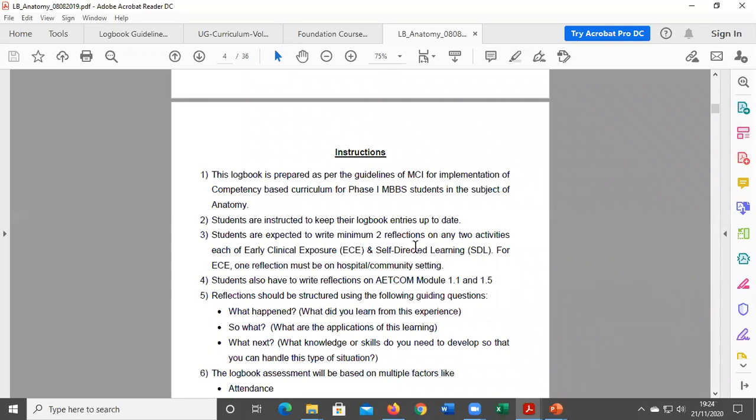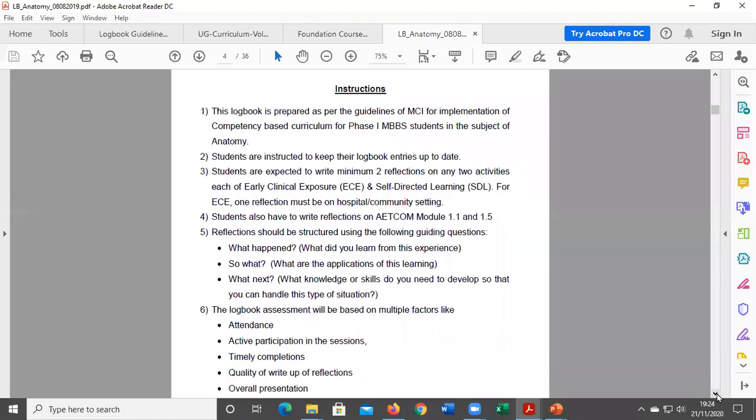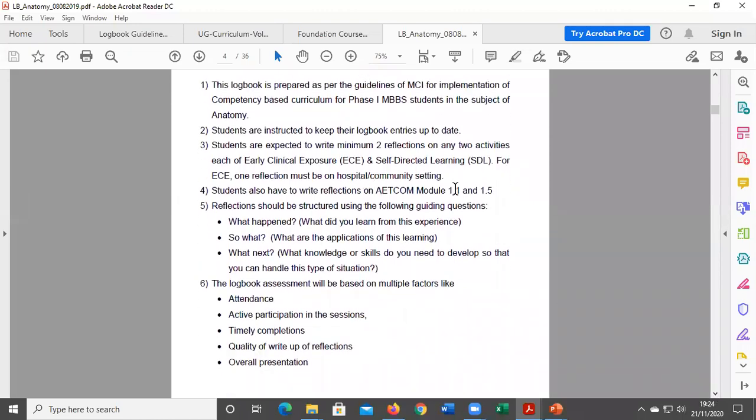What was suggested at that time was writing a minimum of 2 reflections on any 2 activities each of ECE and self-directed learning, and for ECE, 1 reflection must be on a hospital and community setting. That was what was mandated here. And also EdCom modules 1.1 and 1.5, because this was the division given by MUHS for the subject of anatomy. The 5 modules were divided amongst anatomy, physiology, and biochemistry. So anatomy got 1.1 and 1.5 in colleges affiliated to MUHS.